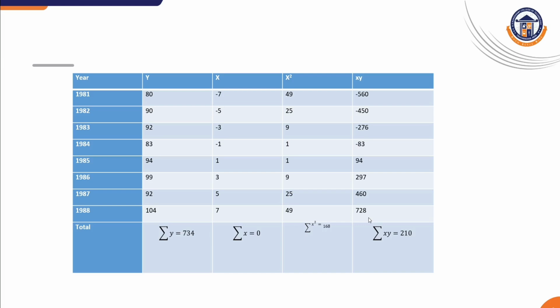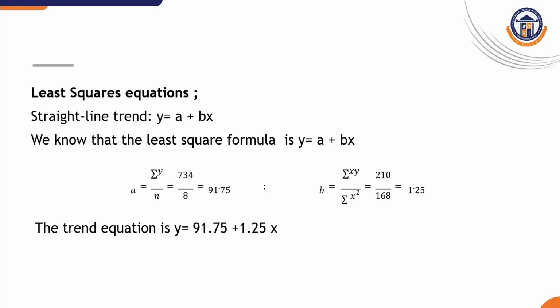Here we determine the sum of the y values, 734. We know that the sum of the x values is 0, the sum of x square values is 168, and the sum of xy values is 210. So this is our table of values. We use these values in the following formula.